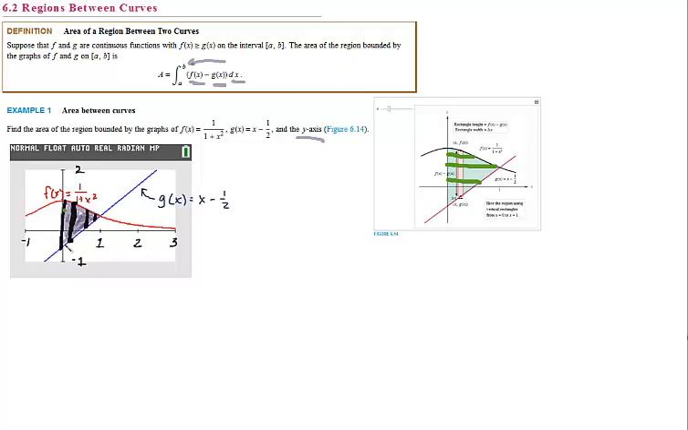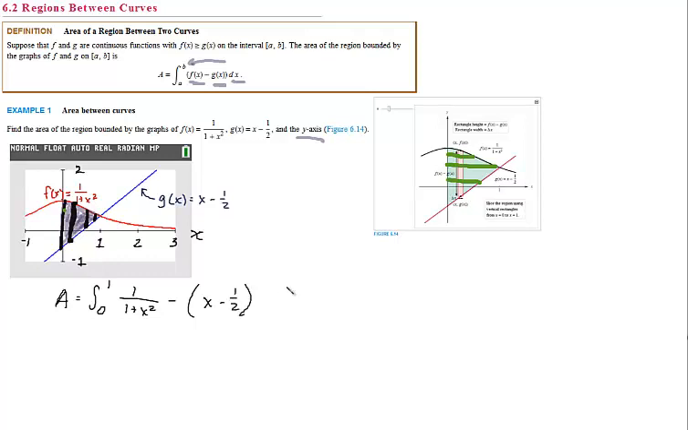Also note that because my limits of integration are going to be along this x-axis, my limits of integration go from 0 to 1. So I would write this as area equals the integral from 0 to 1 of the top function, which is 1 over 1 plus x squared, minus the bottom function, which is the g, which is x minus 1/2.